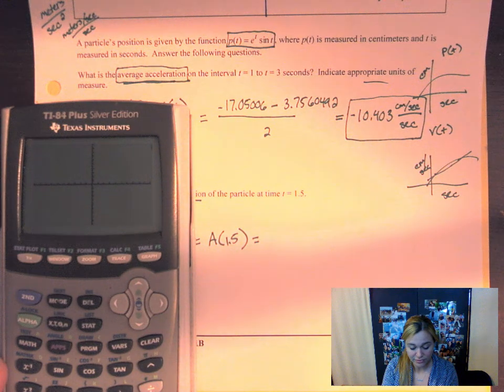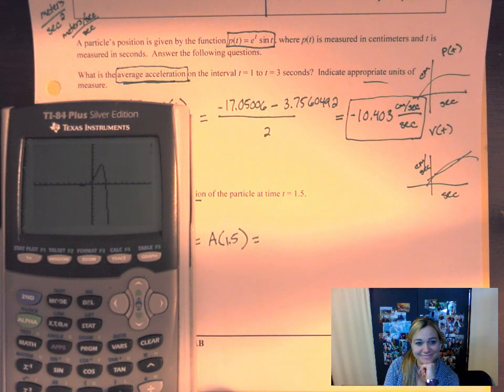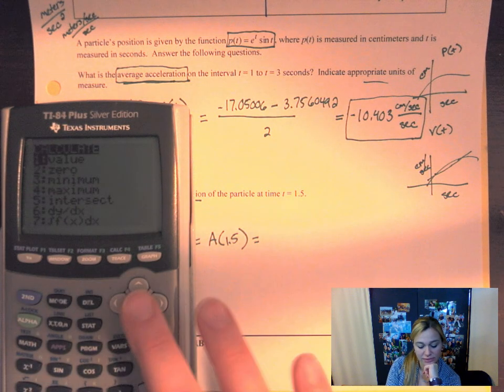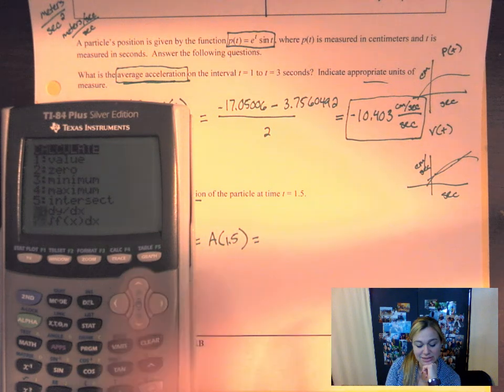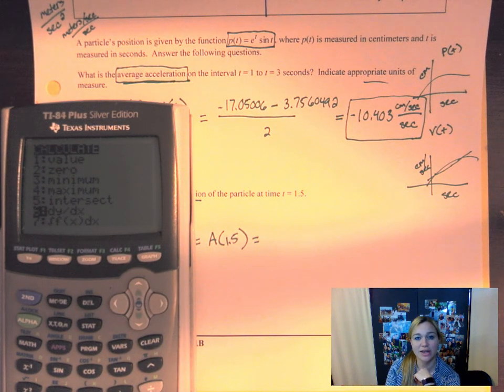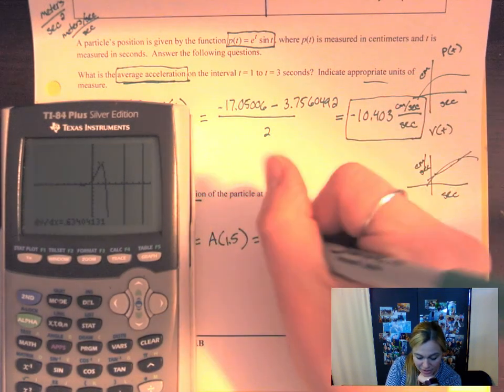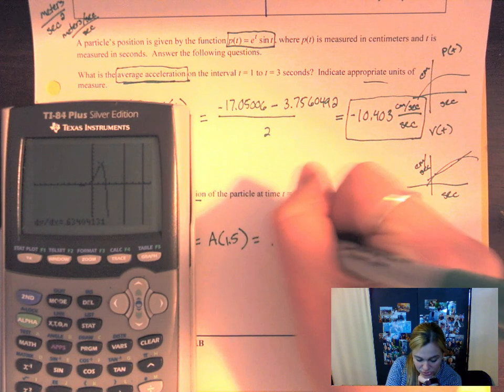If you go to the graph, and then you wait patiently. If I click on second, calc, and go down to dy dx, this means I'm finding the derivative of velocity, which is the same thing as acceleration. It looks like you can't do anything, but you can just start typing 1.5. And I get 0.634.